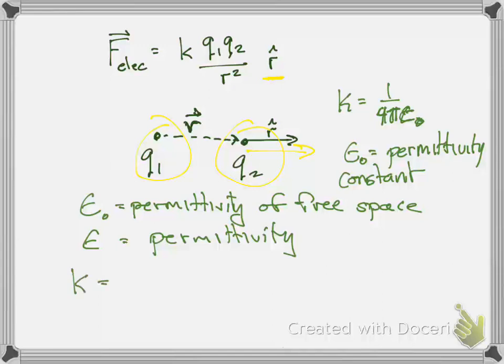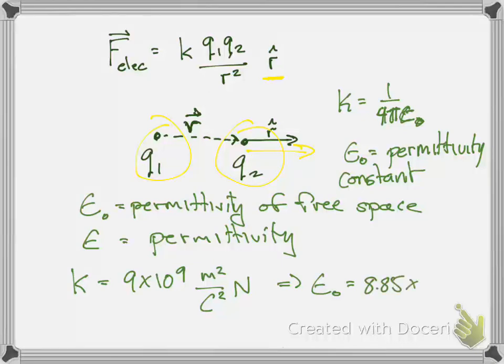So the value of K for free space is 9 times 10 to the 9th, in MKS units, so that's going to be Newton meters squared per Coulomb squared. And that also tells us that epsilon 0, the permittivity of free space, is 8.85 times 10 to the minus 12, whatever units. That should be the inverse, so it's going to be Coulomb squared per Newton meter squared.